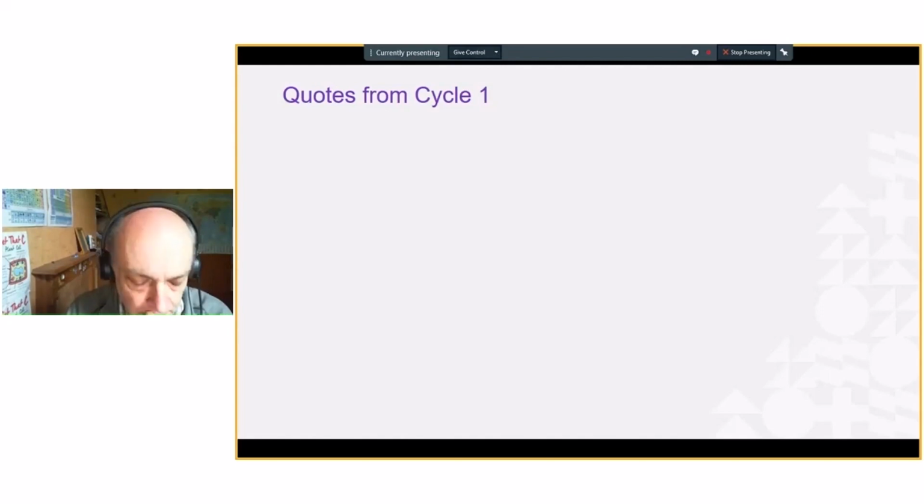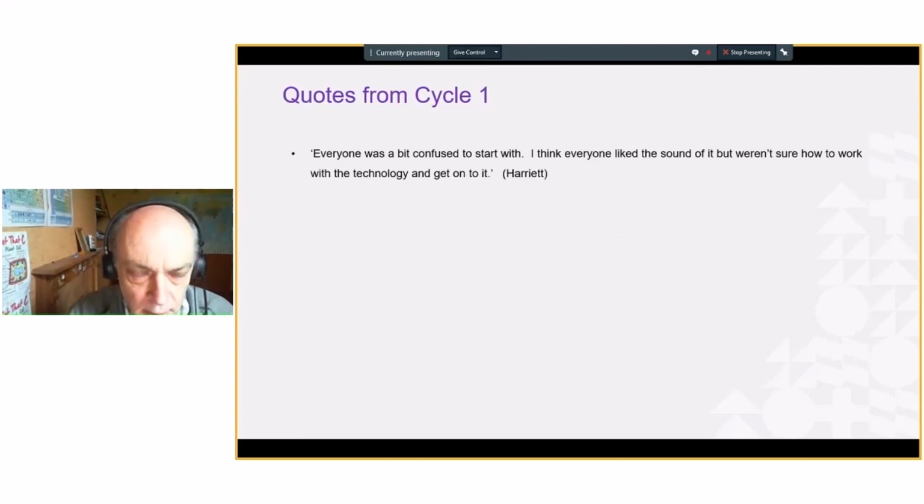So quotes from cycle 1. This is when I introduced the wiki at the start, and in cycle 2 I made some adjustments to it, as I'll show you in a second, and it's just interesting to see what the students thought of it. Here's one student: everyone was a bit confused to start with. I think everyone liked the sound of it, but they weren't sure how to work with the technology and get onto it.